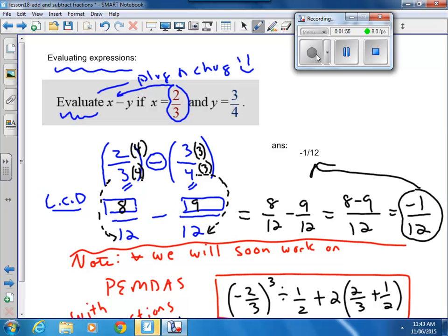And by now, I'm assuming that you're comfortable with signs. 8 minus 9, the larger number is negative. And the difference between 8 and 9 is 1, but the larger number is negative, so it's going to be -1.